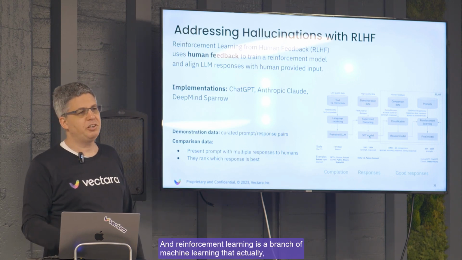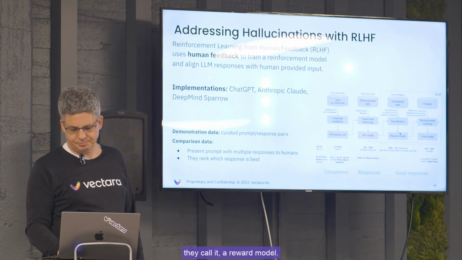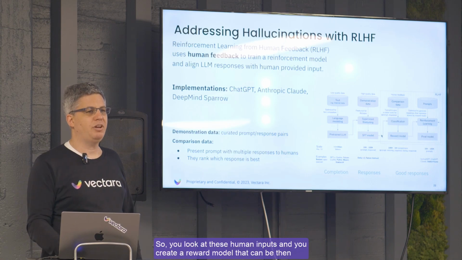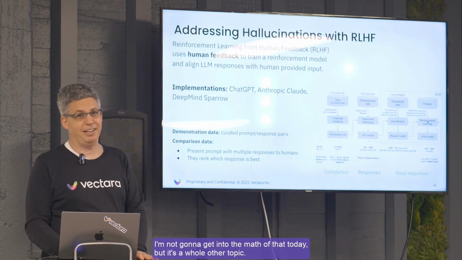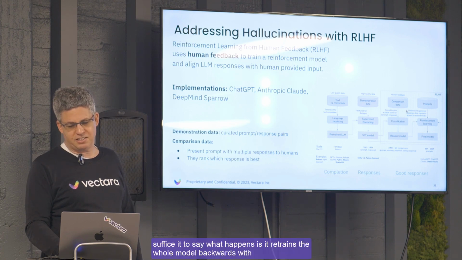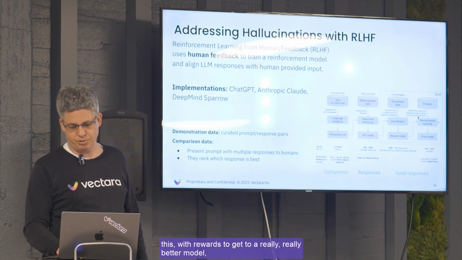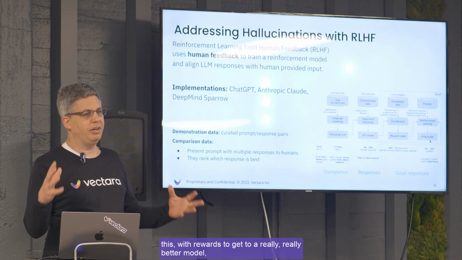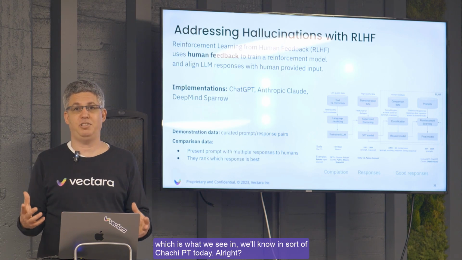You collect all of this information. And reinforcement learning is a branch of machine learning that actually, they call it a reward model. So you look at these human inputs and you create a reward model that can then be fed into this reinforcement loop. And I'm not going to get into the math of that today, but it's a whole other topic. But suffice it to say, what happens is it retrains the whole model backwards with the rewards to get to a really, really better model, which is what we see and we all know in ChatGPT today.